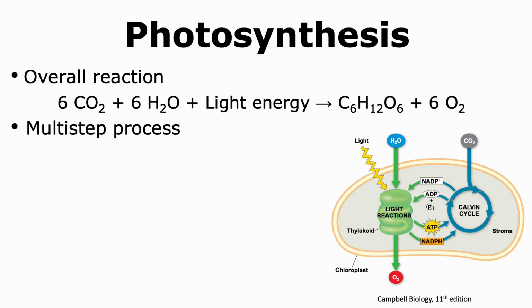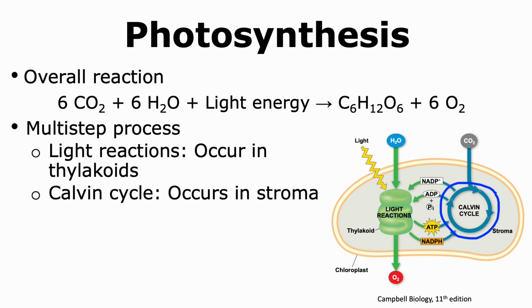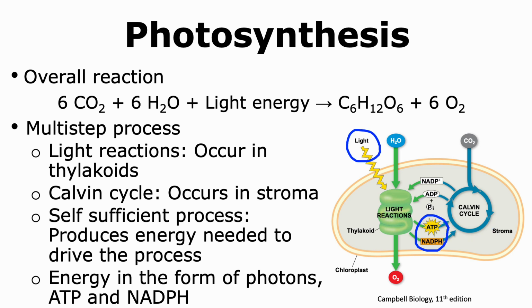There are two main sets of reactions that occur. The light reactions occur in the thylakoids of the chloroplast. The second reaction is the Calvin cycle, which occurs in the stroma of the chloroplast. In the case of plants, photosynthesis is a self-sufficient process. The light reactions produce the energy that is needed to drive the process. The energy in photosynthesis is obtained in the form of light that is used to make ATP and NADPH.